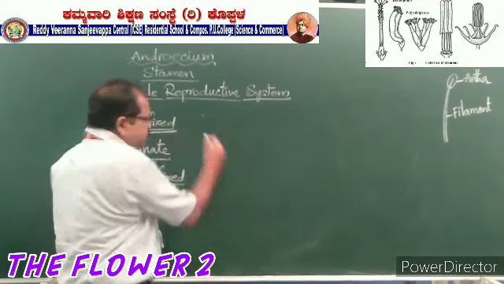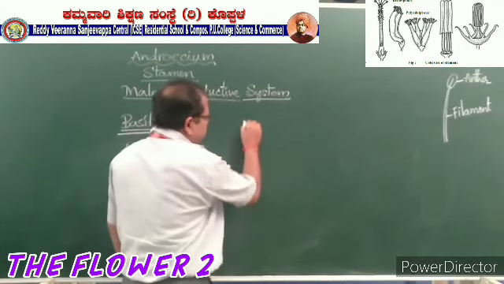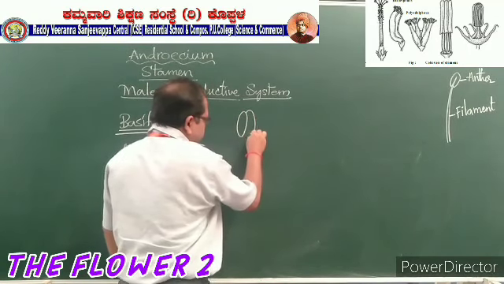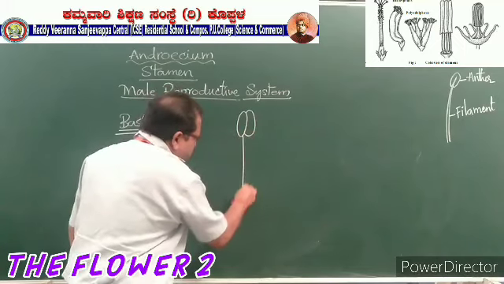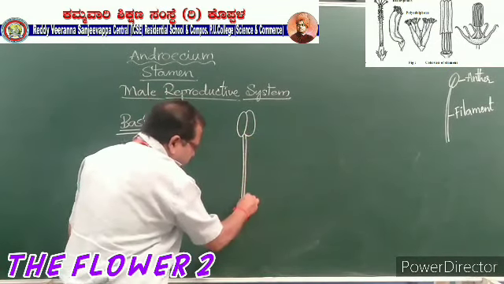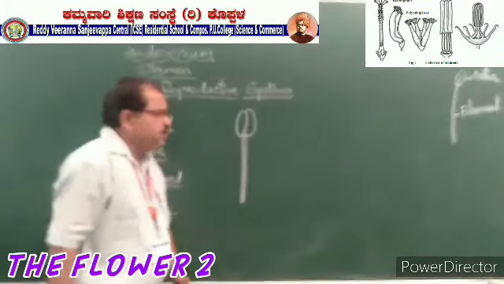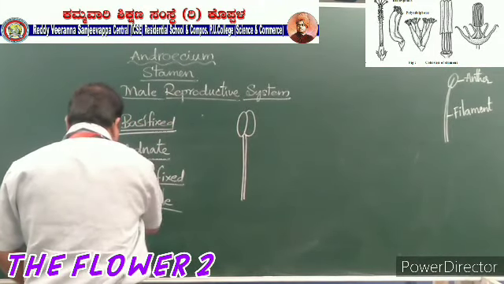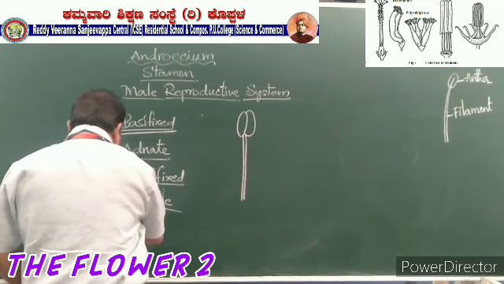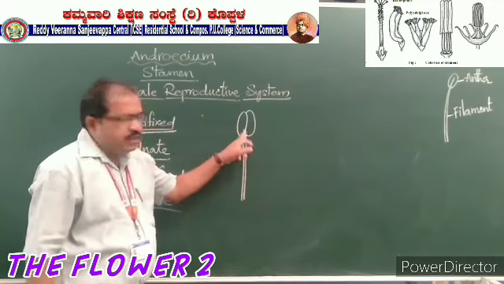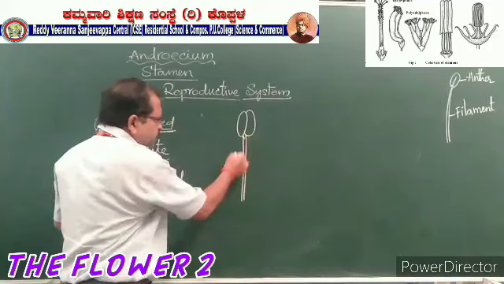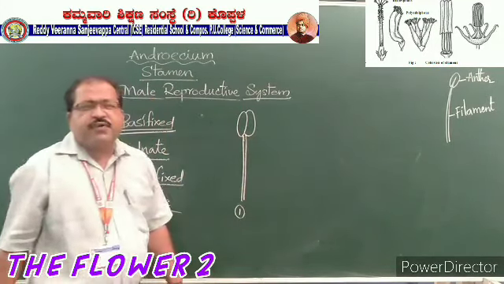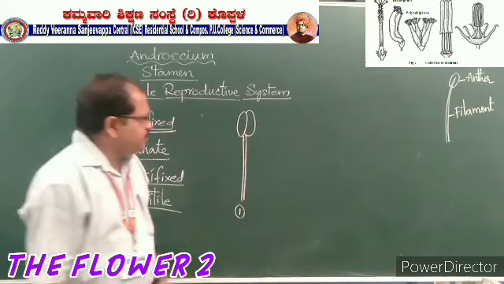First of all, basifixed. This is the anther and the filament is fixed at the base. The filament is fixed at the base, so it is basifixed. This is the first one, basifixed.